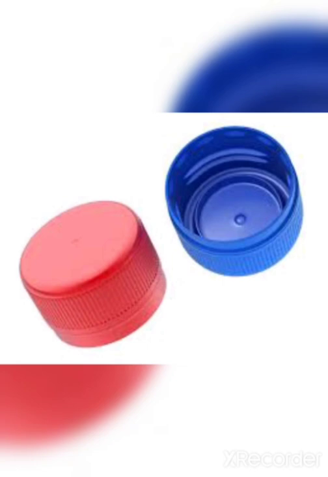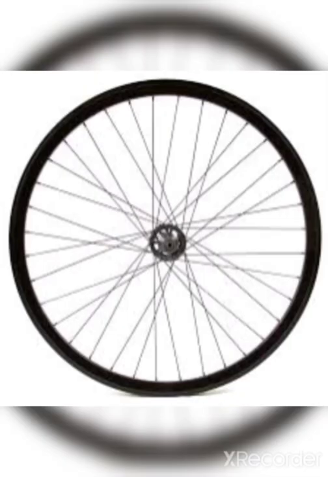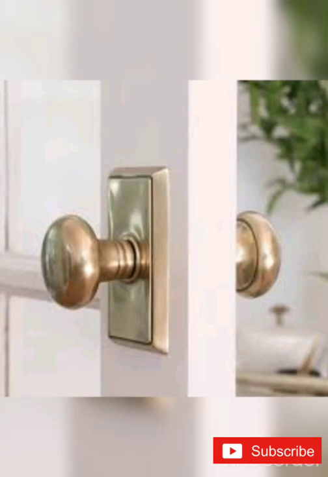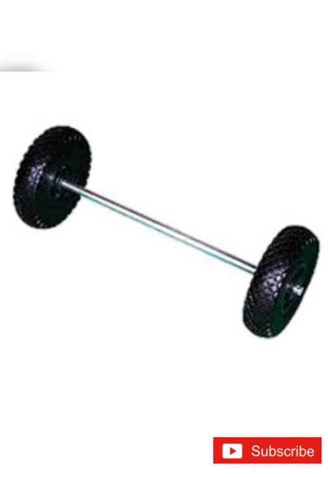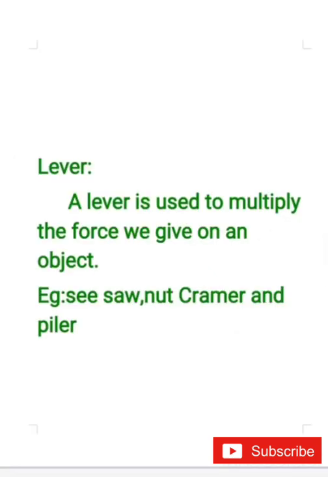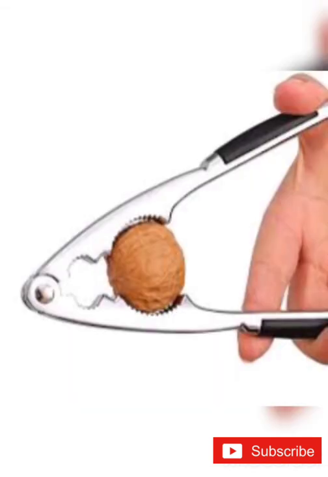Then fifth one, wheel and axle. Wheel and axle consist of a wheel attached to a small rod so that these two parts rotate together. For example, bicycle wheel, doorknob, grinder. So these are the examples of wheel and axle. And last one, lever. A lever is used to multiply the force we give on an object. For example, seesaw, nutcracker and plier.